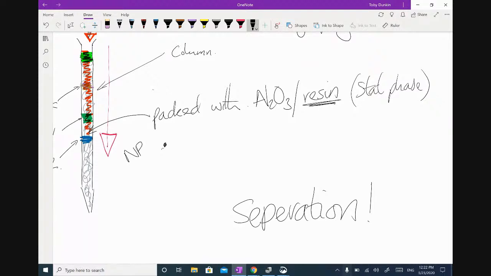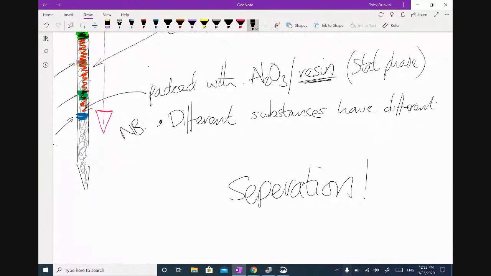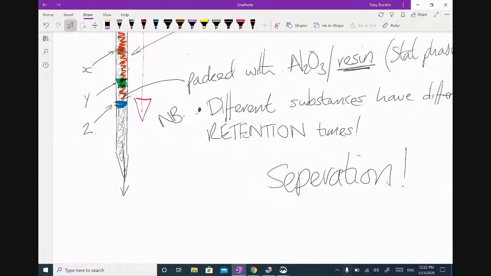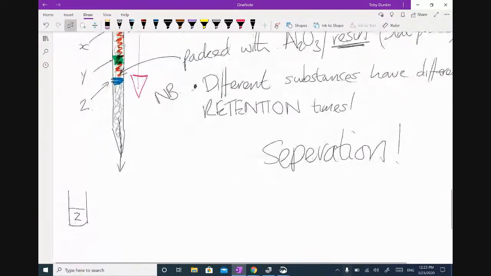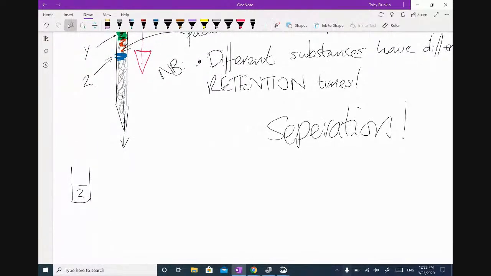So this is nota bene. Different substances have different retention times. Now, this is kind of cool because the retention times, they're going to pop out in order. The first one that's going to pop out is going to be blue. Z's going to come out first. Out comes Z, and I get to collect it. This is otherwise known as an eluent, I believe. I'll use that word in a while. They have different retention times. So Z has the lowest retention time.